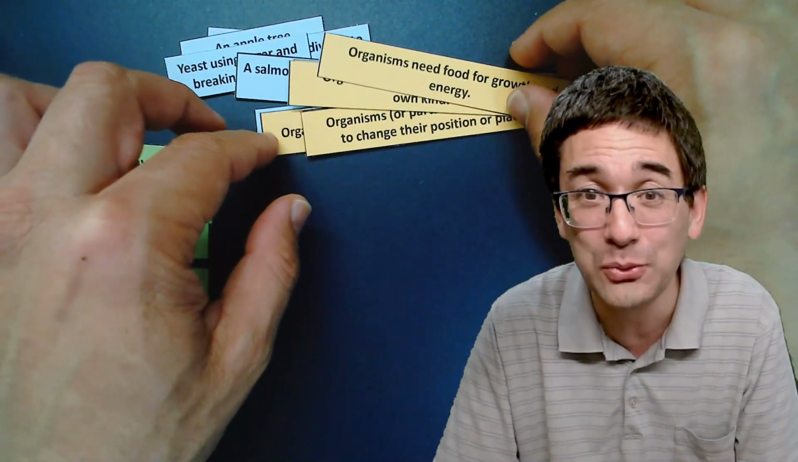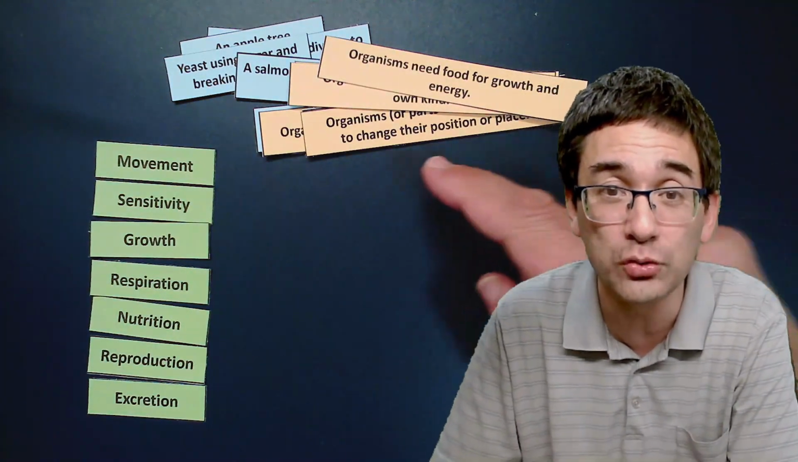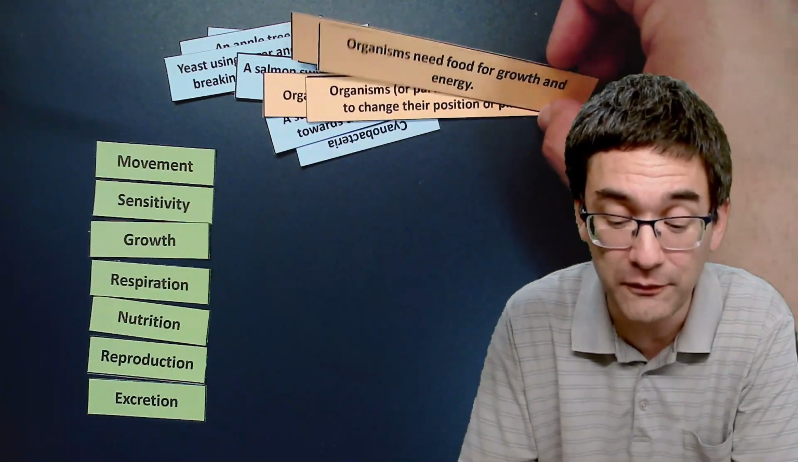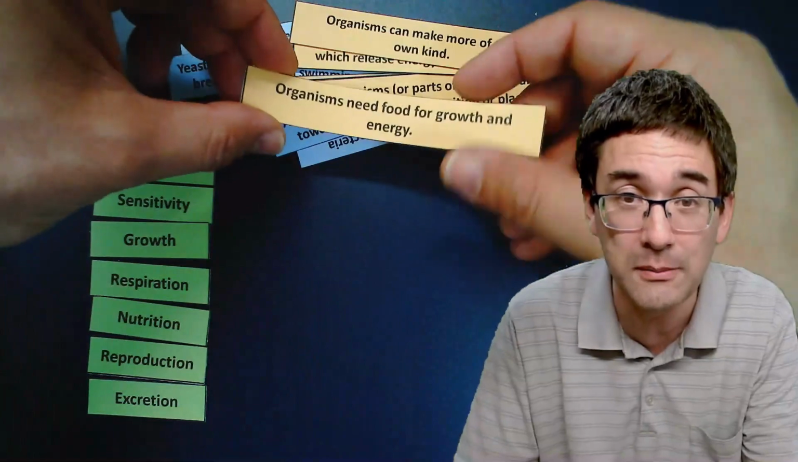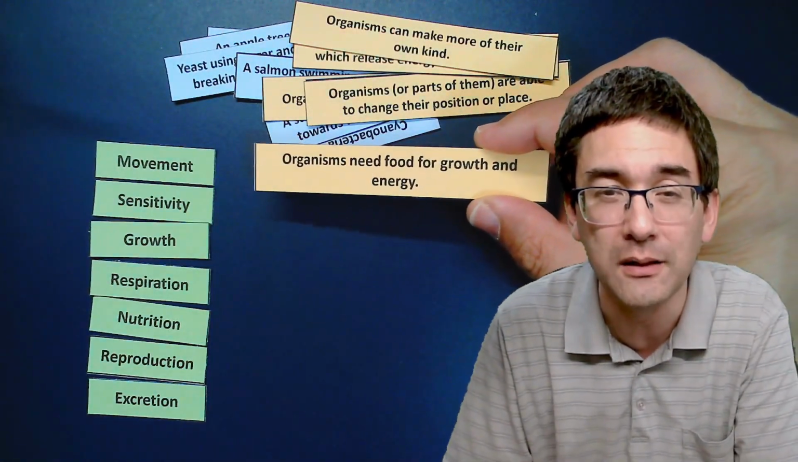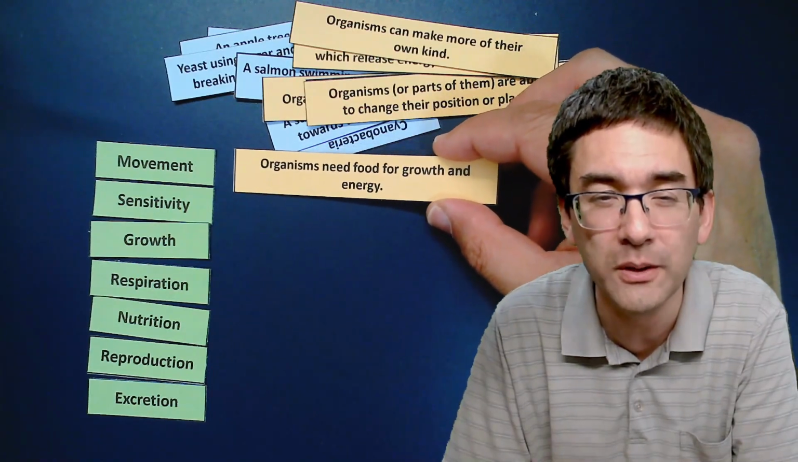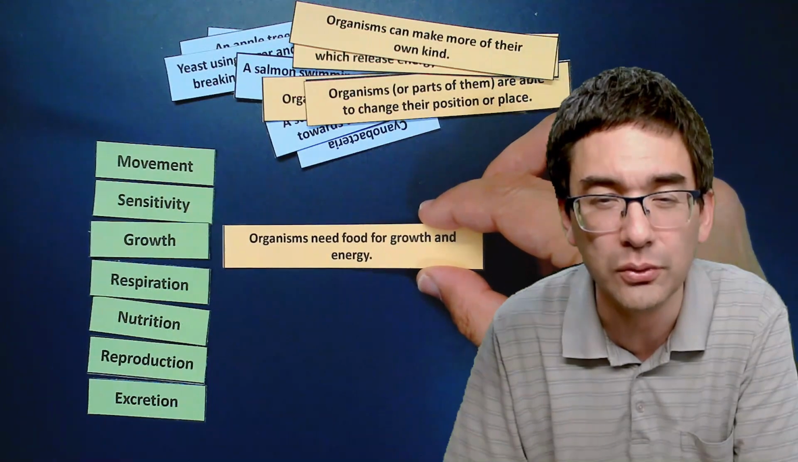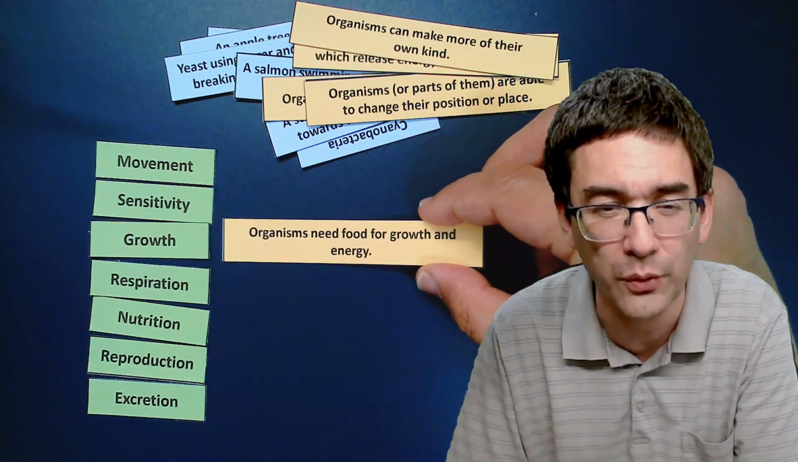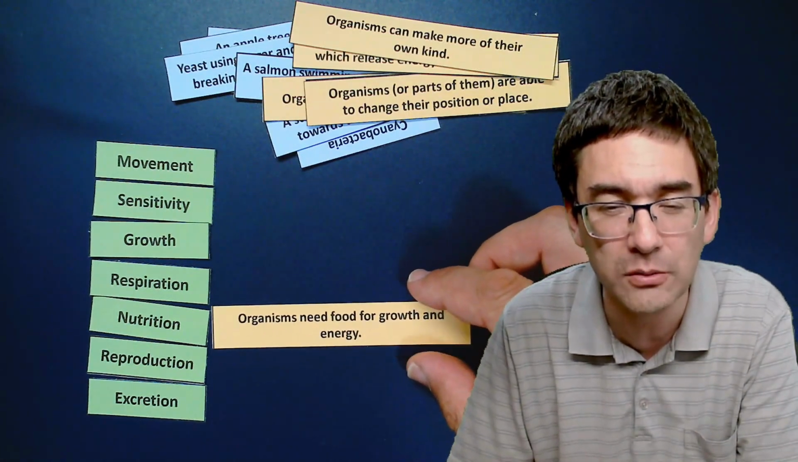And what you can do now is pause the video and stop the video, and you can now try to match it yourself. So next to it, try to put the definitions. So let's do the first one together maybe. Organisms need food for growth and energy. What could that be? Is that movement? No. Sensitivity? No. Growth? No. They need food for growth, but that's not growth itself. Also not respiration. Well, actually it is nutrition. Okay, so it belongs here.